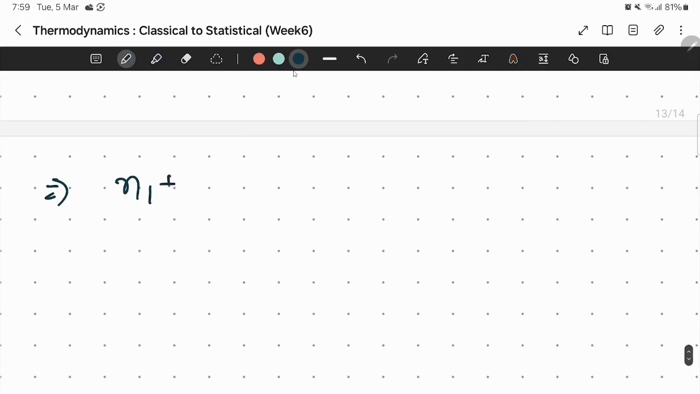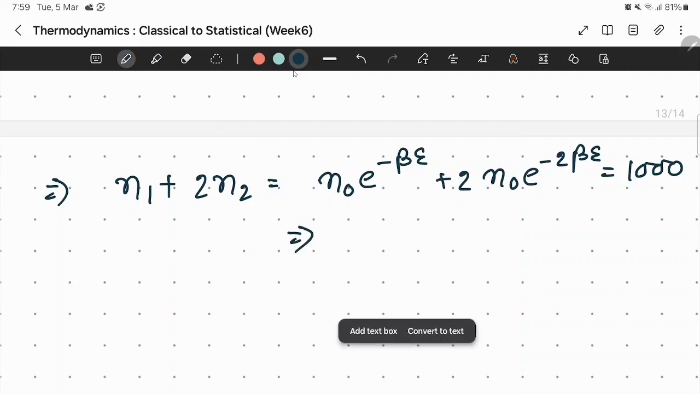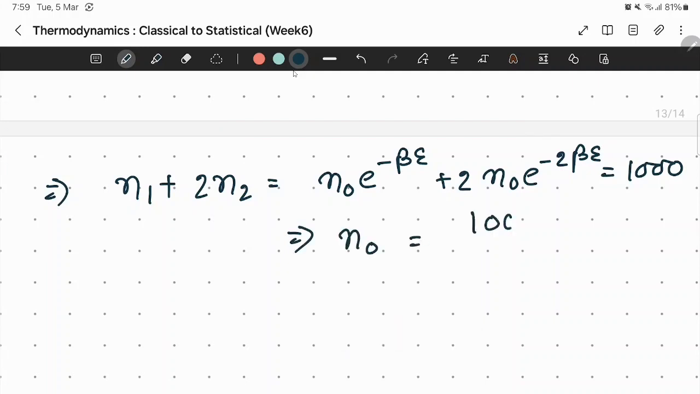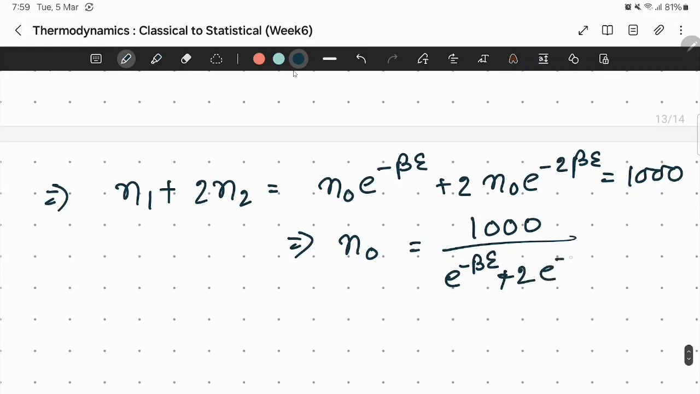Then n1 plus 2 n2 will be n0 into e to the power minus beta epsilon plus 2 n0 into e to the power minus 2 beta epsilon. That is 1000. Okay, so now what will be the n0? N0 will be 1000 divided by e to the power minus beta epsilon, if you take it common, then it will be 1 plus, not plus, do it explicitly, 2 beta epsilon. This will be the case.